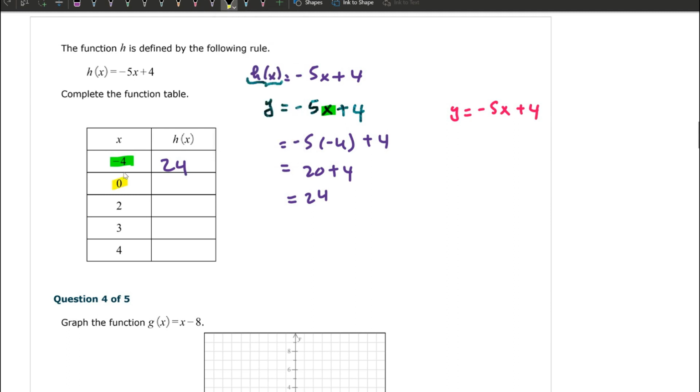Okay, this time you're going to plug in 0 for x. X is 0. So that will be negative 5 times 0 plus 4. Negative 5 times 0 is 0 plus 4, which is 4. That's crazy, huh? From negative 4 is 24, go down to 0 and 4. Then you continue, plug in 2, plug in 3, plug in 4, like you did in CFA1.